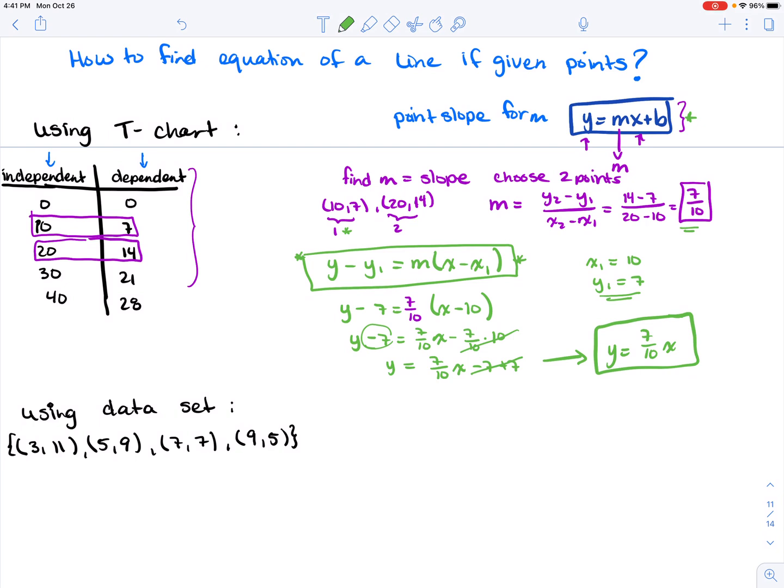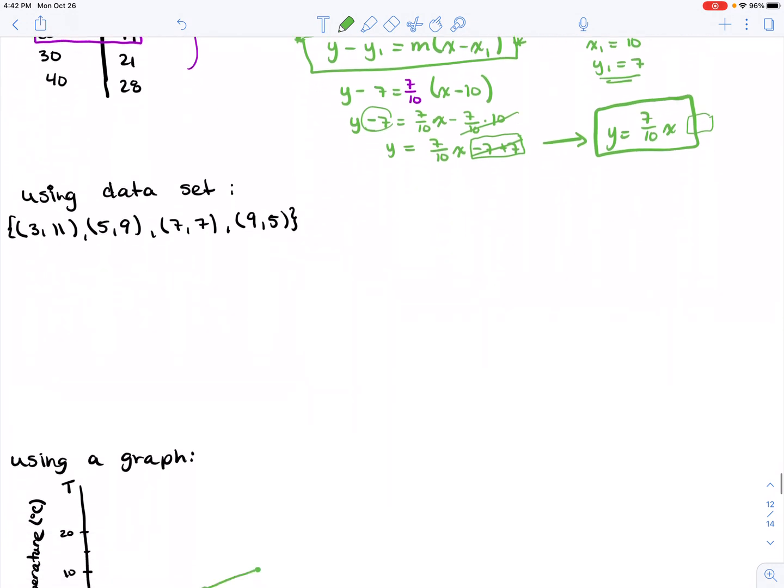Now this one does not have anything in the b section because our 7's here canceled each other out. But they would, if there was something in here that equaled something, then we would have a b value here. But we don't with this example. Let's look at a data set. Maybe we'll come up with a b value in the next example.